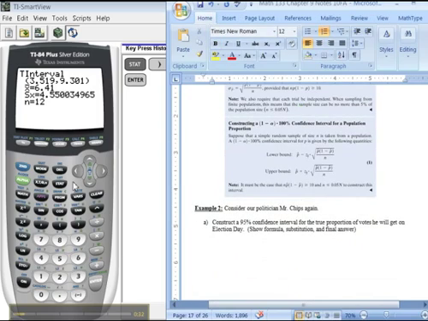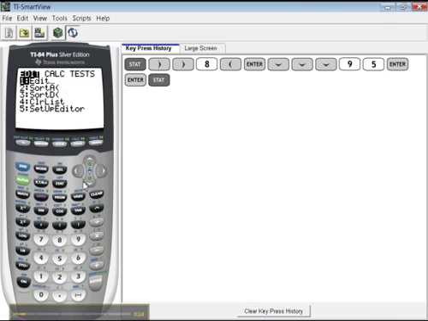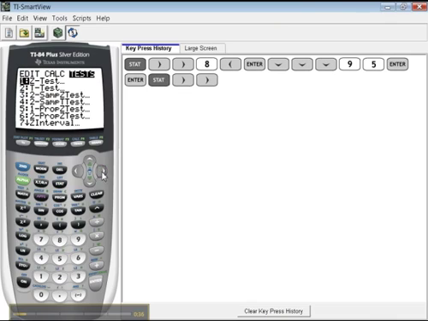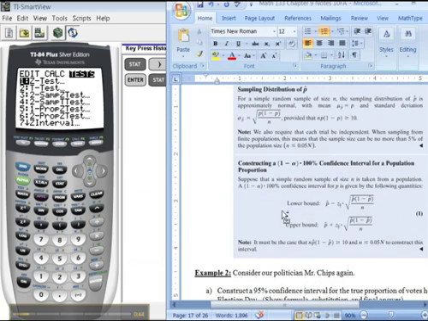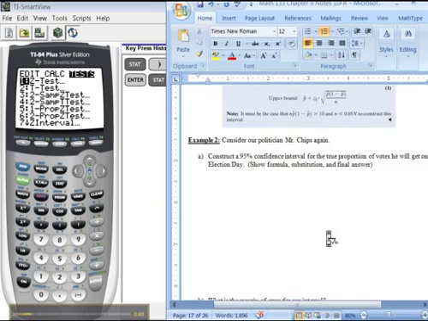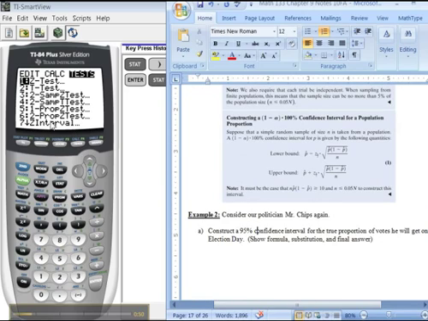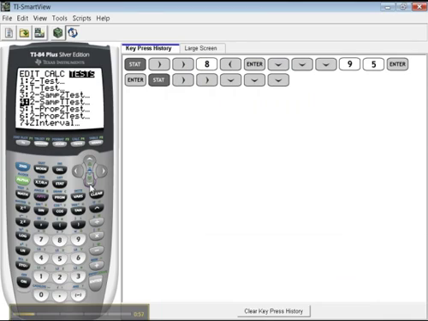All right, so let's go to stat, go to the right to tests. Now, you don't want a Z interval here. If you look at the formula here, it's got a Z in it. Maybe you can't see that. I'm going to scroll in so you can see. Those are Z's, but it's not the regular Z interval. This Z interval, number 7, is for the mean. Number 8 is a T-interval for the mean. We want a Z-interval, but for proportions.